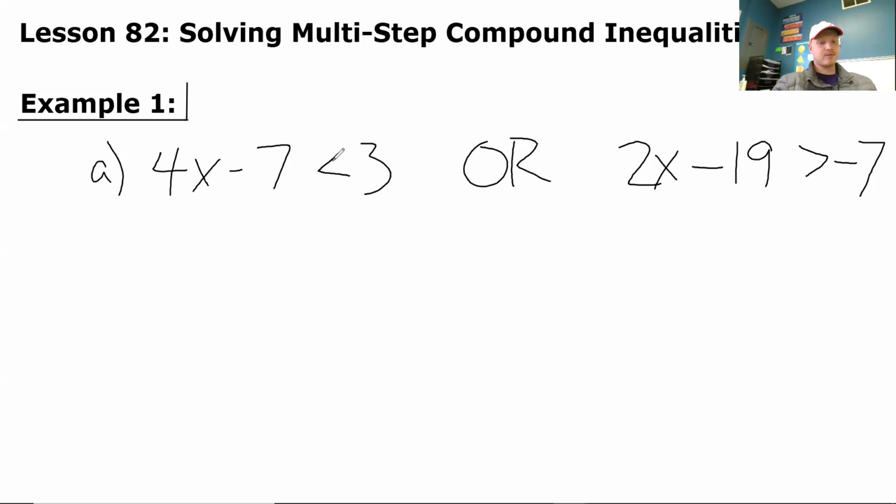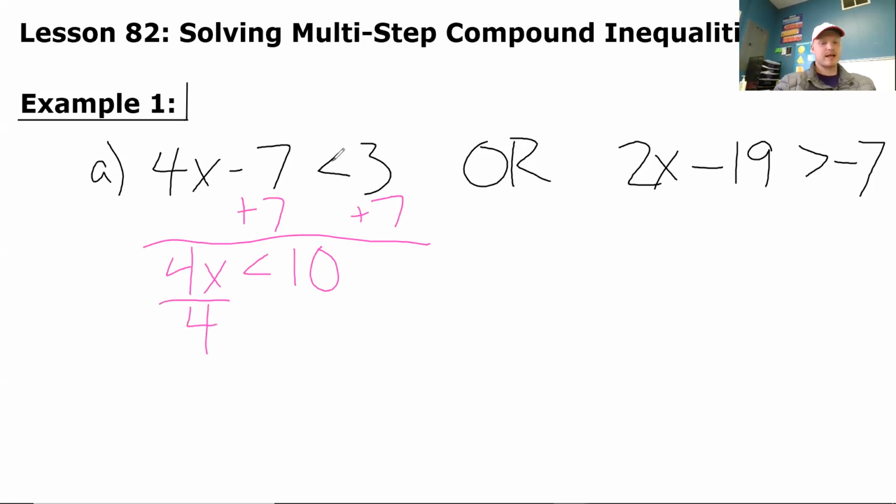So add our like terms like we've been doing over and over again. Add 7 to both sides. We are left with 4x is less than 10. Divide by 4 to both sides. I'm going to show you how I get my answer here. So 10 divided by 4. I know some of you can just do this in your head.